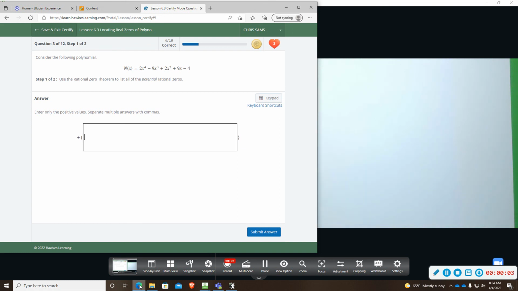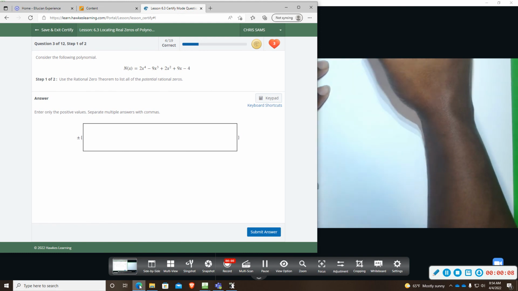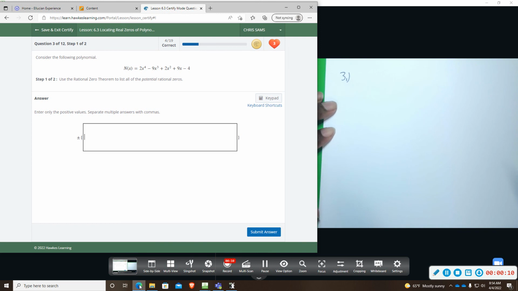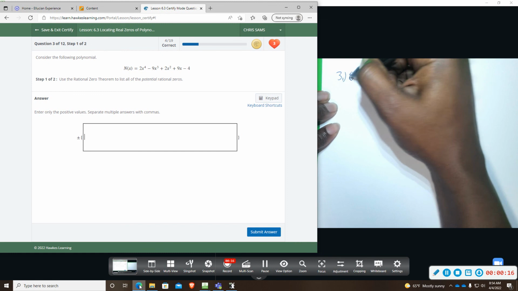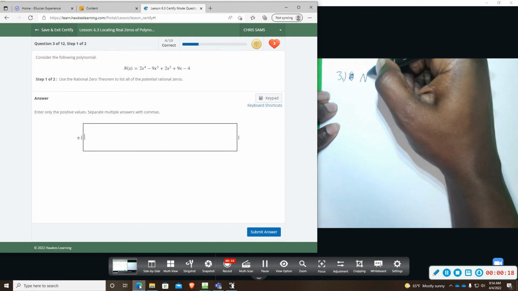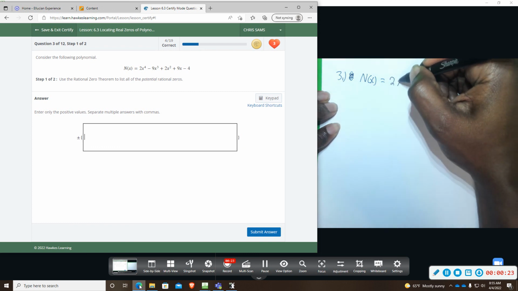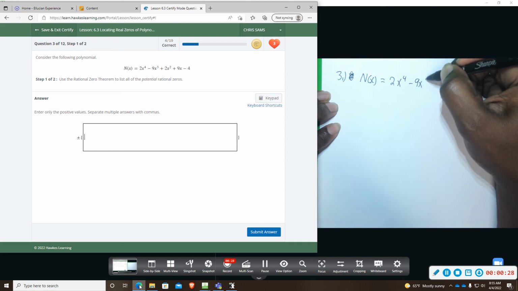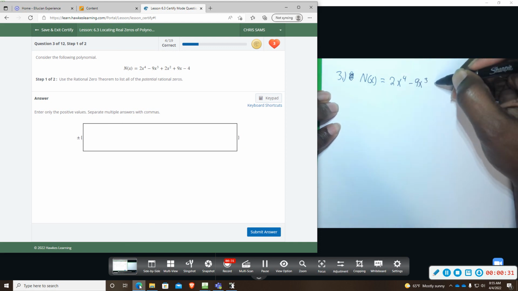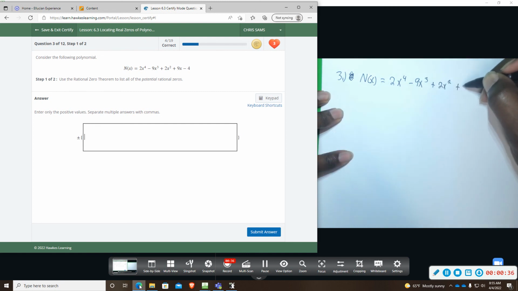All right, number 3. Same thing. We're going to find the possible rational zeros and then find the actual zeros. We have n of x equals 2x to the 4th minus 9x to the 3rd plus 2x squared plus 9x minus 4.